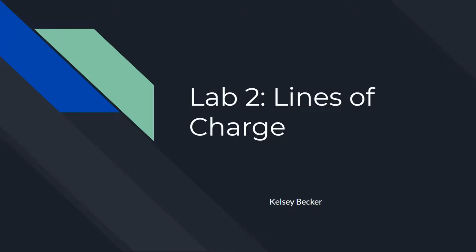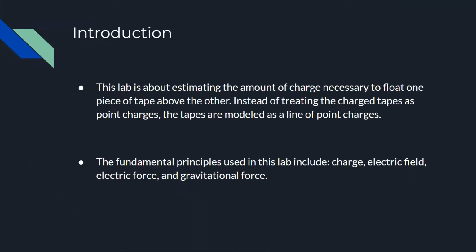This is Lab 2, Lines of Charge. This lab is about estimating the amount of charge necessary to float one piece of tape above the other. Instead of treating the charge tapes as point charges, as we did in Lab 1, the tapes are modeled as a line of point charges. The fundamental principles used in this lab include charge, electric field, electric force, and gravitational force.